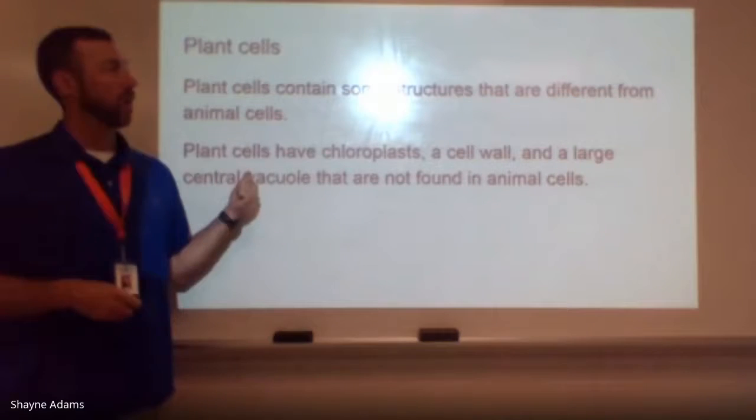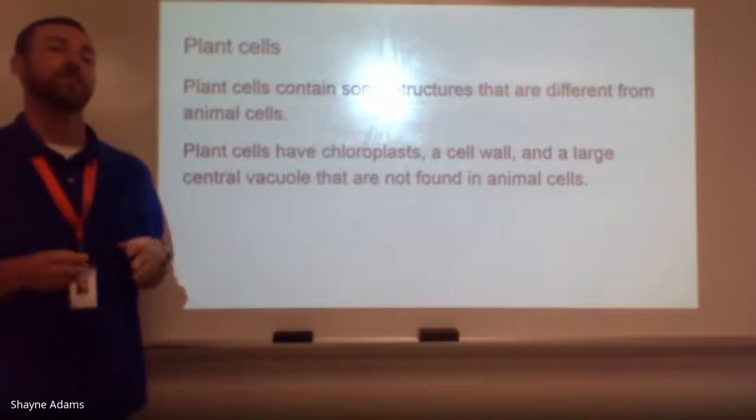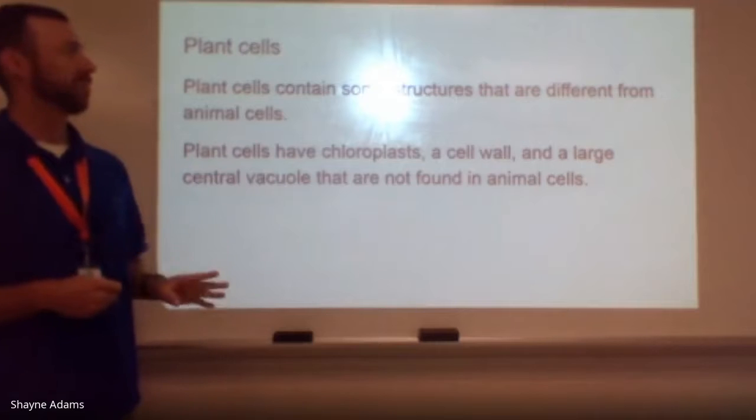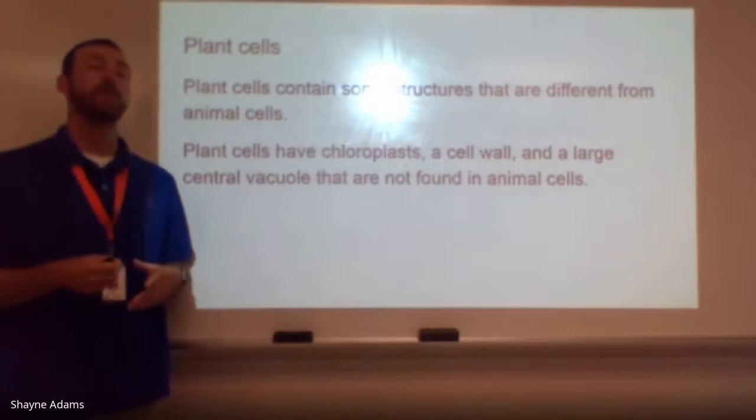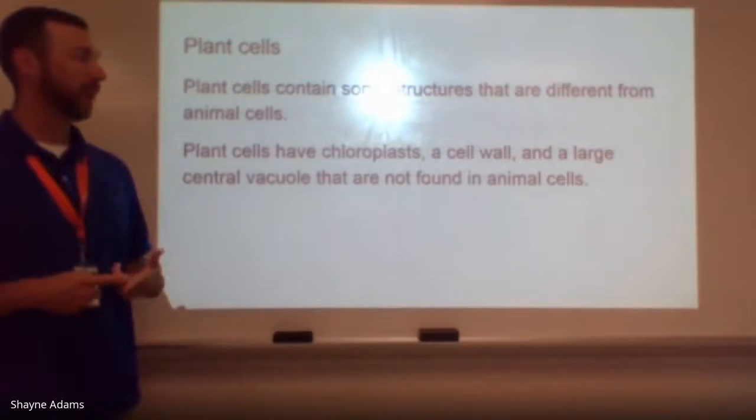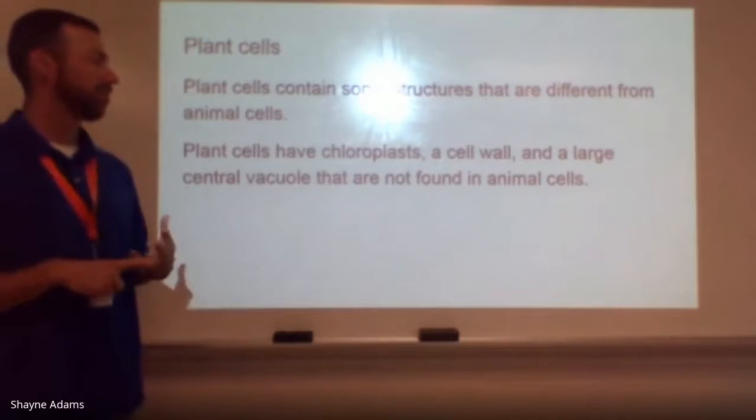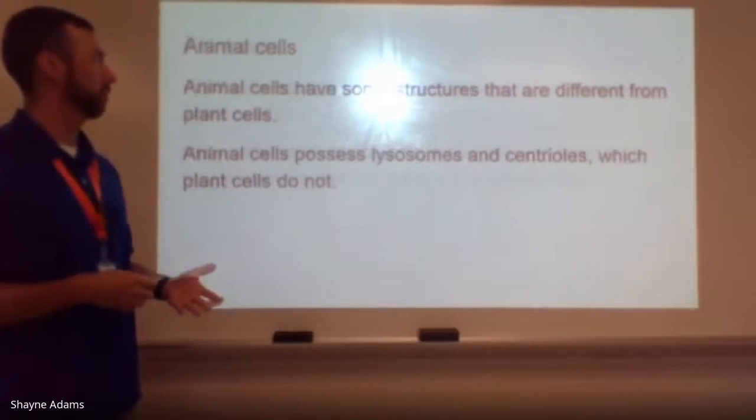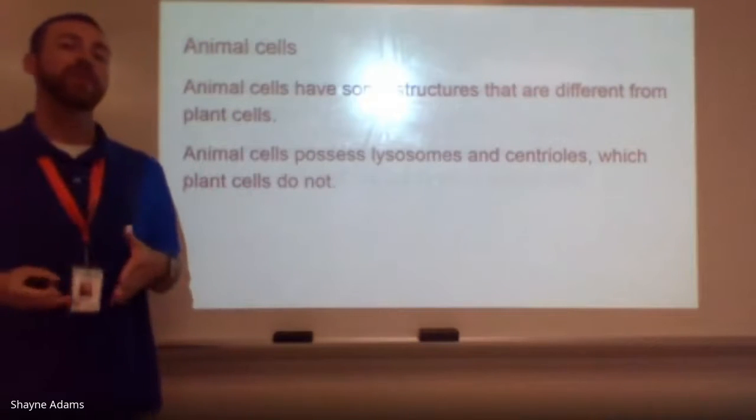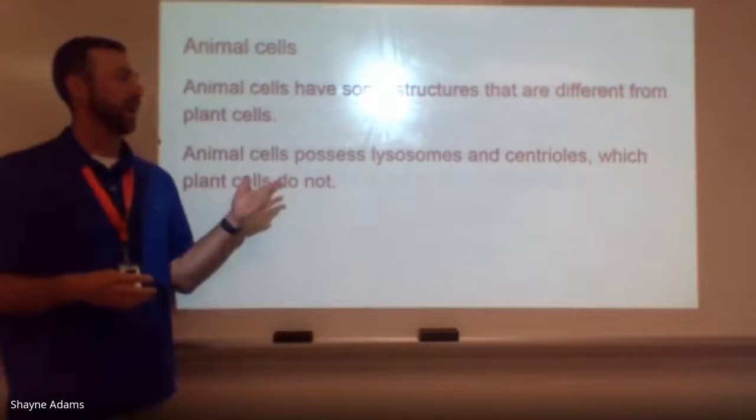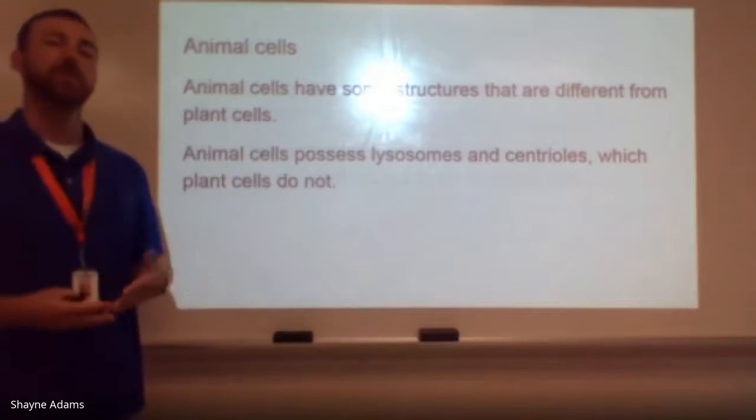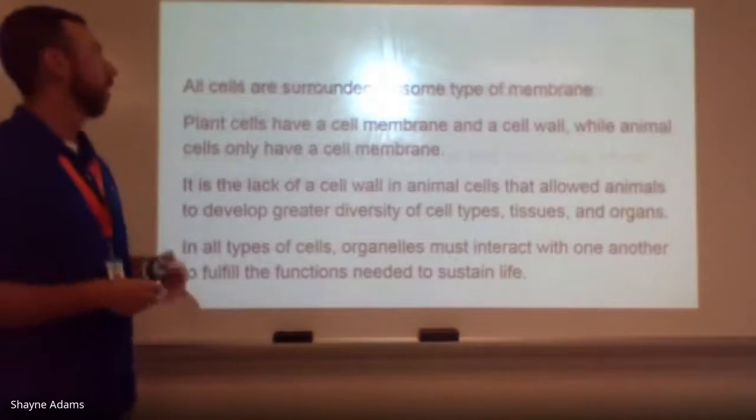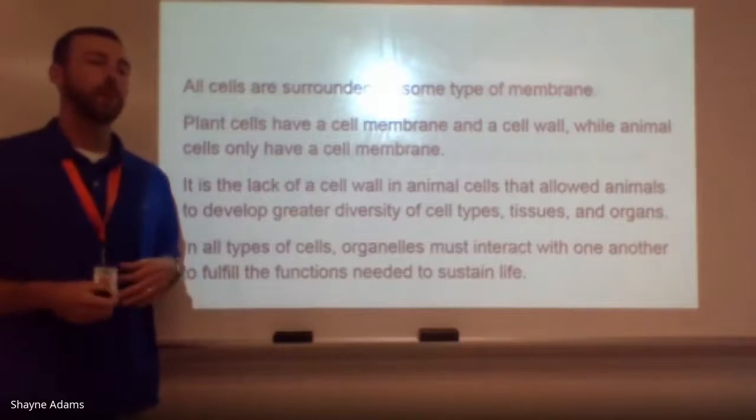Plant cells, a lot of times we look at the difference in plant and animal cells. I'm just going to summarize it here in a couple of slides. But plant cells contain some structures that are different from animal cells. Plant cells have chloroplasts, a cell wall, and a large central vacuole. All right, those are different from animal cells. Animal cells do not have those. Now, animal cells also have things that plant cells do not. Animal cells have lysosomes and centrioles, which plant cells do not. All right, there are a lot of things, however, they have in common. So all cells are surrounded by some type of membrane.